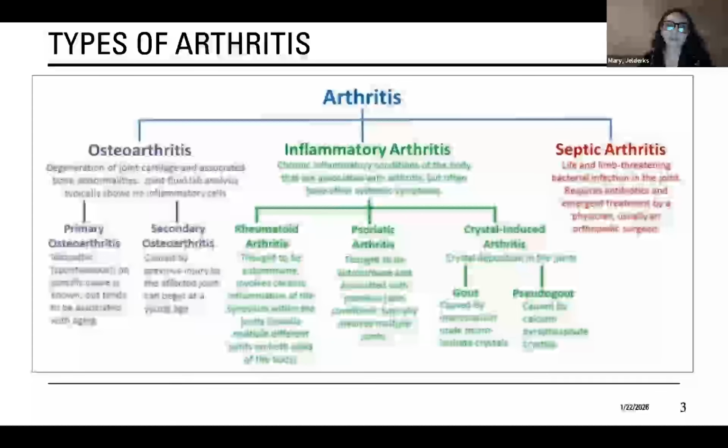Inflammatory arthritis is really an umbrella term which encompasses multiple types of arthritis, including rheumatoid arthritis, but we also have psoriatic arthritis and crystal-induced arthritis, in other words, gout or pseudogout, if you've heard. And then on the far right, there's septic arthritis, which is a bacterial or infectious type of arthritis. Today we are going to be focusing on rheumatoid arthritis, and again, it's to differentiate from the other types of arthritis and keep that very clear when we're discussing here.